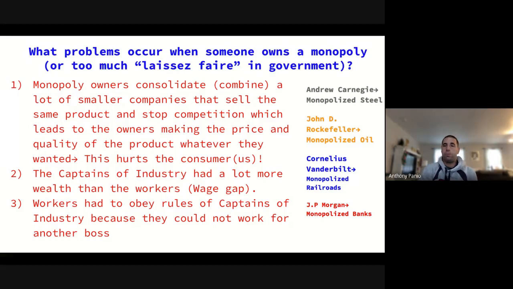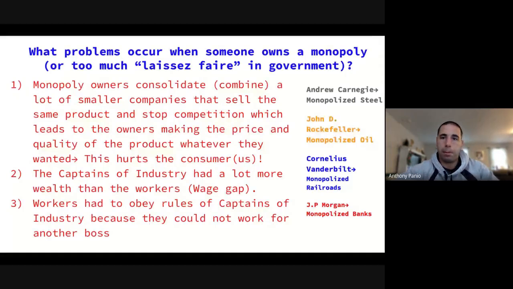So these four people became four of the wealthiest and biggest leaders of the industrial era because they owned a monopoly. So today we want to look at what problems occur when someone owns a monopoly. It says, or too much laissez-faire in government. You don't have to write down that second part. Just we need to figure out what problems occur when someone owns a monopoly. Then we'll wrap up yesterday's lesson, and then we can continue into today.